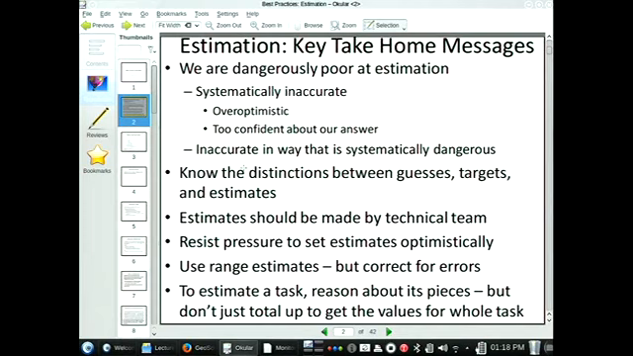Now, one of the best ways we can sidestep a lot of that pressure, and a lot of the dangers associated with over-optimism, is what are called range estimates. These are estimates that are not point estimates. In other words, they're not specific single numbers that specify how long it will take to deliver on a given task, but rather they give a range.